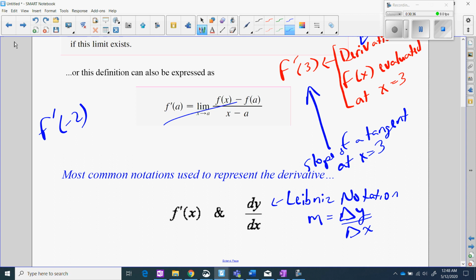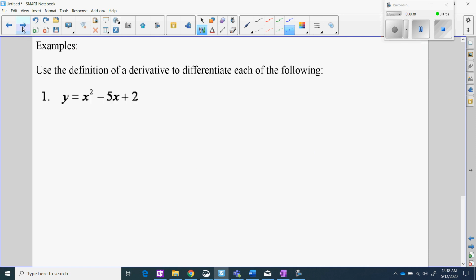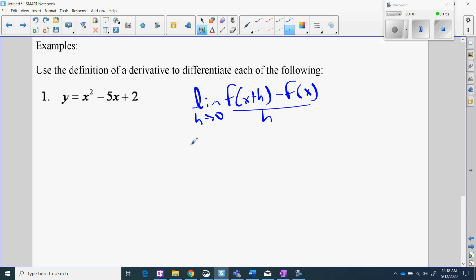Okay, let's put this all to work. All right, here's example one. Using the definition of a derivative, differentiate the following. The first thing I'm going to do, and I suggest you do in any question, because the more you write out the definition, the more likely you are to remember it, is start every question by writing out the definition. There's the definition of a derivative.